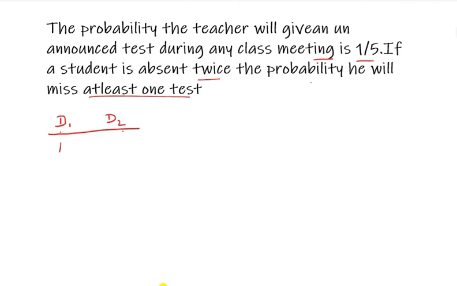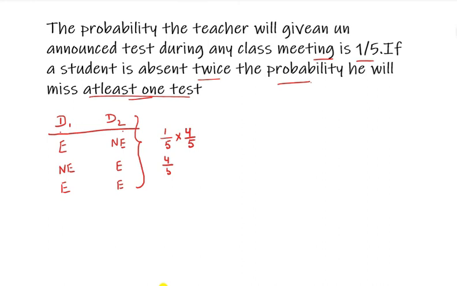Day 1 the teacher conducted the exam, day 2 the teacher did not conduct the exam. Day 1 the teacher did not conduct the exam, day 2 the teacher conducted the exam. Next one, day 1 also she conducted the exam, day 2 also she conducted the exam. So he is saying the probability that he will miss at least one test. These are the cases where he misses at least one test. The teacher conducting the exam is 1 by 5, not conducting the exam is 4 by 5.